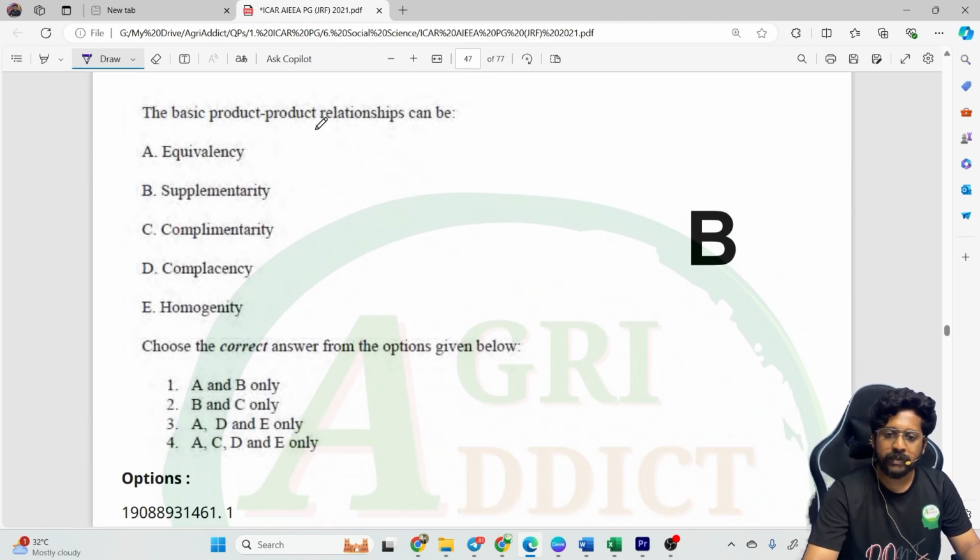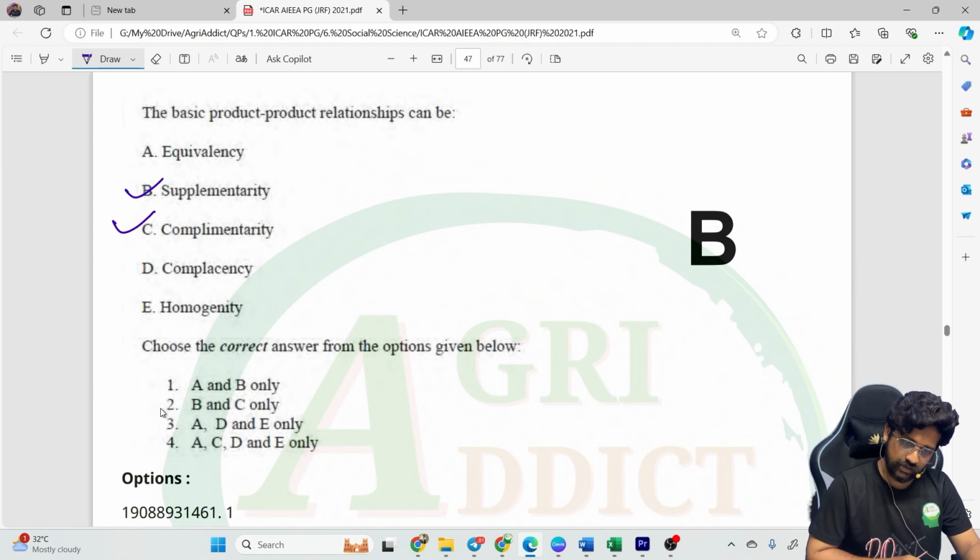Okay, the basic product relationships: we have studied joint products, complementary products, supplementary products, competitive products and antagonistic products, right? Of these products, the product relationships which are possible are given among the options. The correct options are supplementarity and complementarity. There is no product relationship such as equivalency, complacency or homogeneity. So therefore B and C will be the correct answer. So option 2 will be the correct answer.